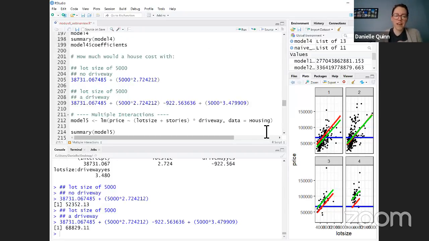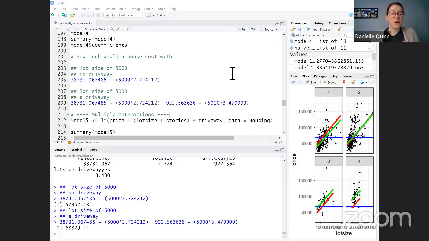So when we run all of that, we see that the same house on the same lot size with the driveway is about $68,000. So adding that driveway gave us a bit of a higher price. I see chat lighting up. Okay, Nathan is asking, is there a way to choose between driveway yes and driveway no as the one that's being shown in the model summary?